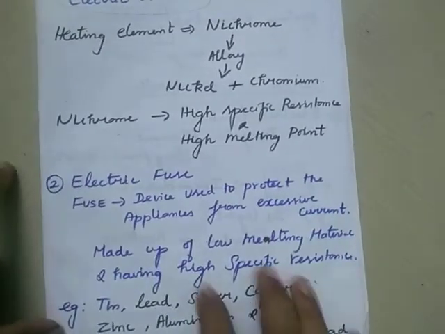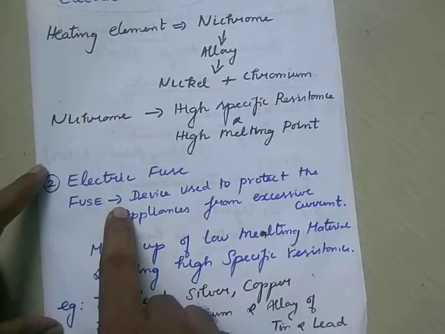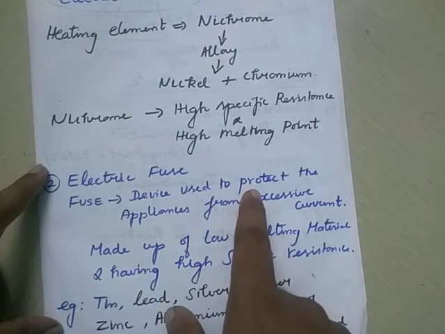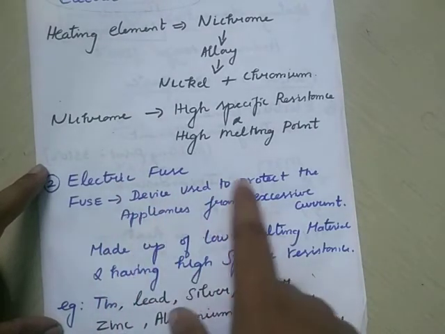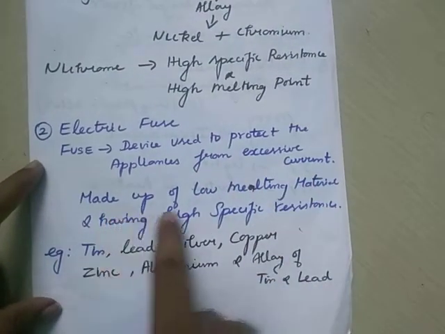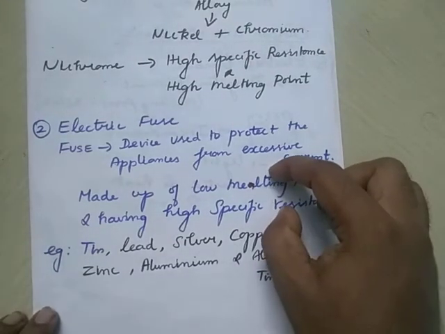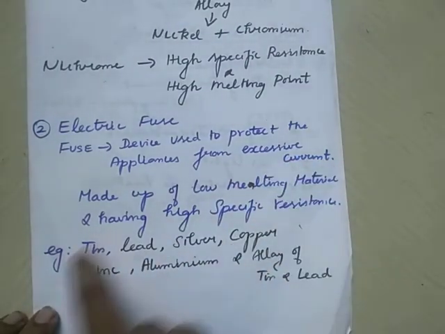The next, electric fuse. It is a simple device that is connected with the appliances in series. This device can protect the appliances from excessive current. It is made up of a low melting point material with a high specific resistance. These are the characteristics of fuse wire. These are the fuse wires we can use.